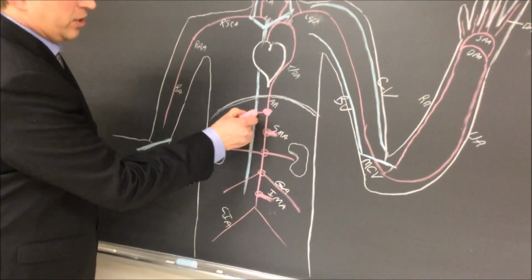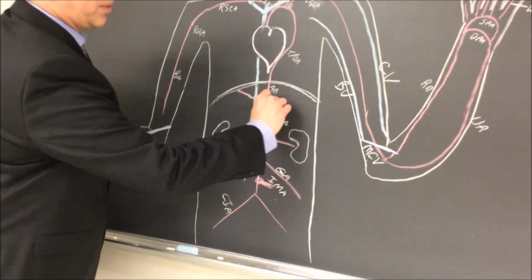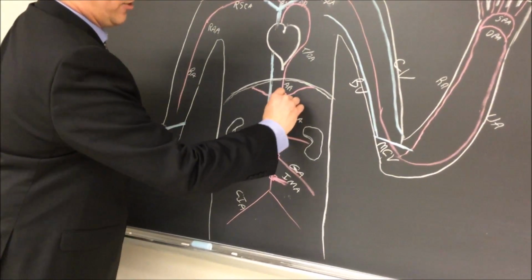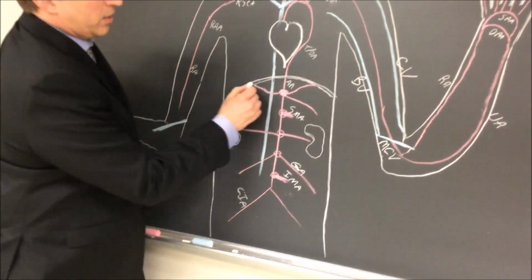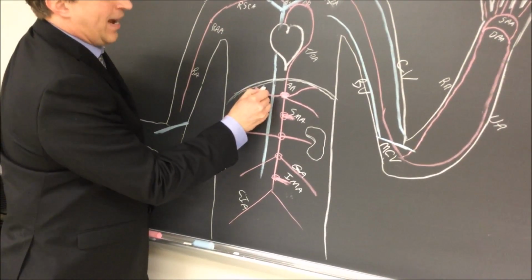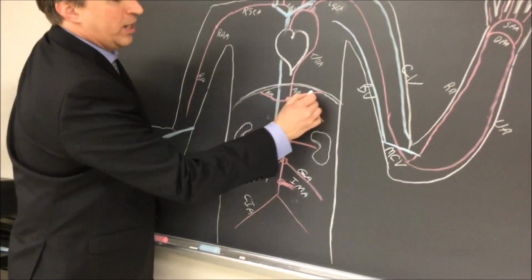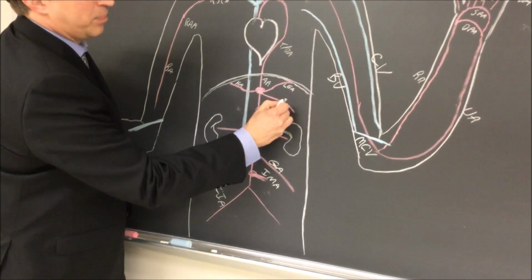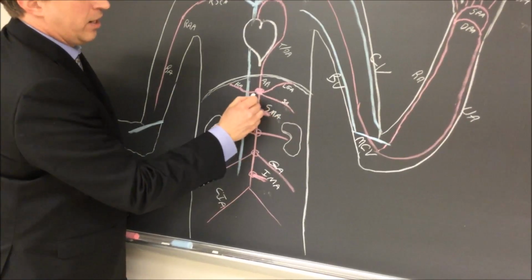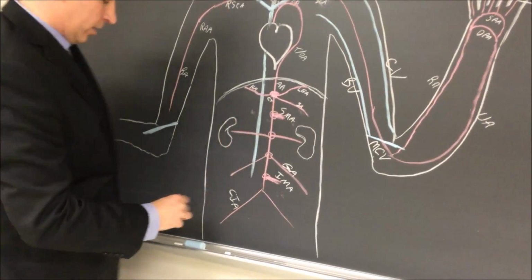The first branch is going to go to the liver. We have a second branch going to the stomach and a third branch to the spleen. So we need to label these. So we have the hepatic artery, we have the left gastric artery, and we have the splenic artery. All 3 are branches off the celiac trunk.